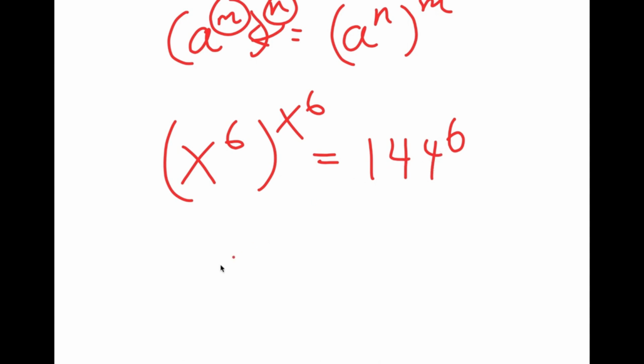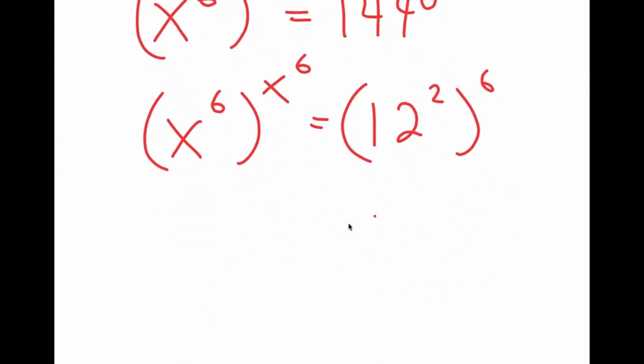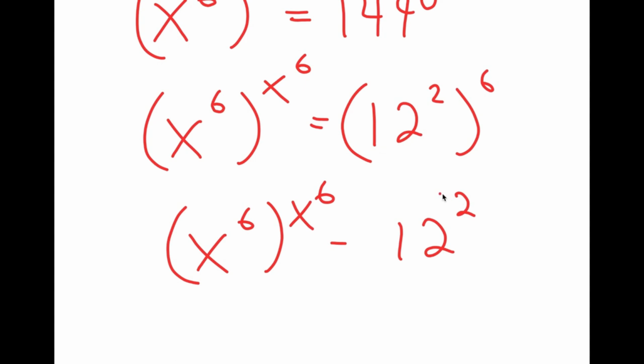And 144 is the same thing as 12 squared, so I get x to the power of 6 to the power of x to the power of 6 is equal to 12 squared to the power of 6. So now this turns into x to the power of 6 to the power of x to the power of 6 is equal to 12 to the power of 12.